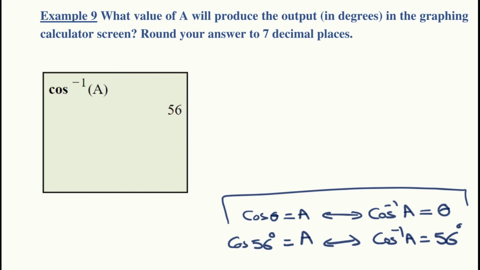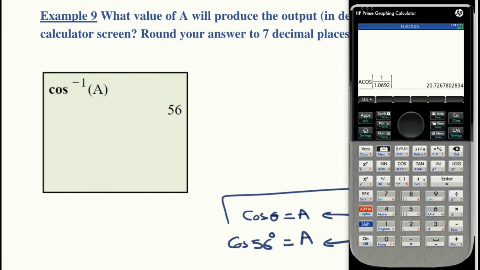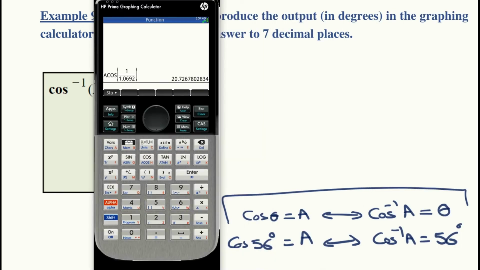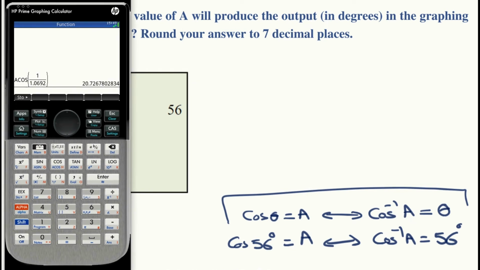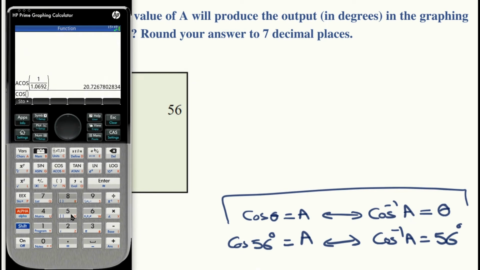So that's why it's so important to understand this inverse relationship. Then it becomes really simple for you. So you know that you would have to type cosine of 56 to obtain the answer that you want, right? So we want 7 decimal places, so 0.5591929.